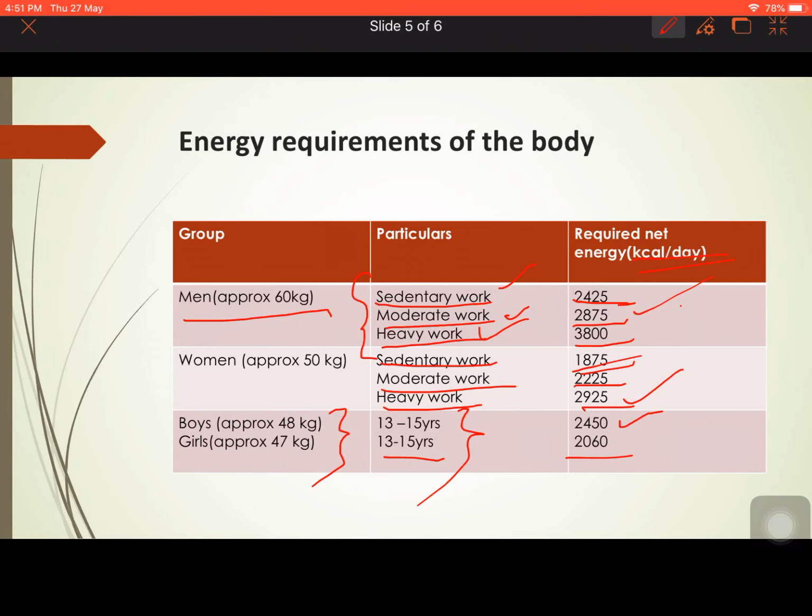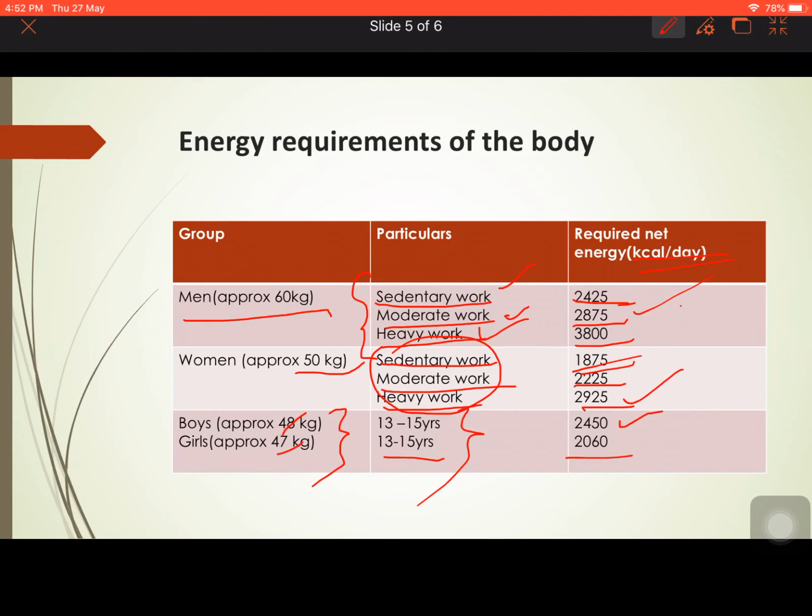Here, women are approximately 50 kg in weight and their lifestyle is this. So their diet should be planned accordingly. This is the average calorie or energy requirement of the body. Is it clear? Now let us see what is there in the last slide.